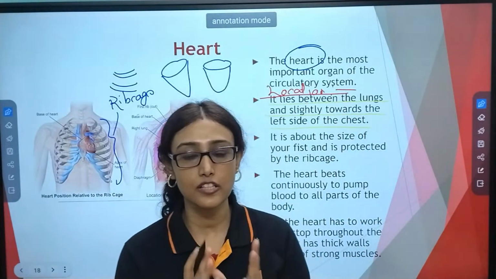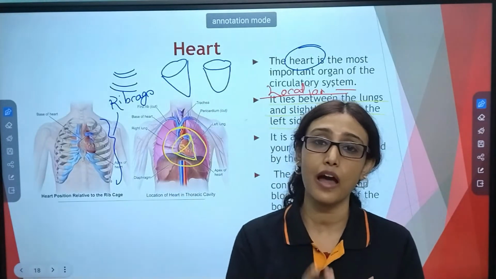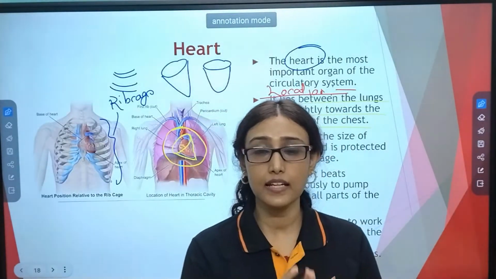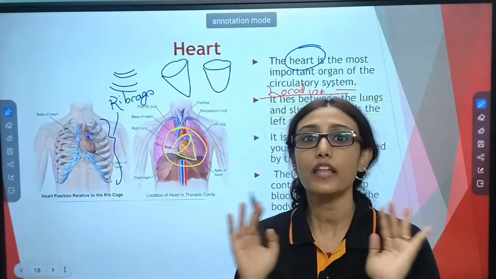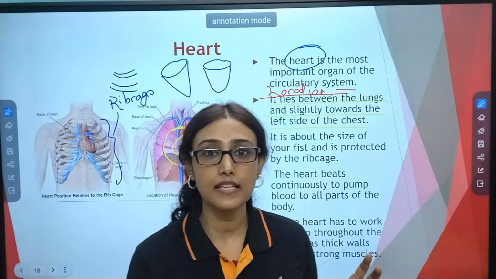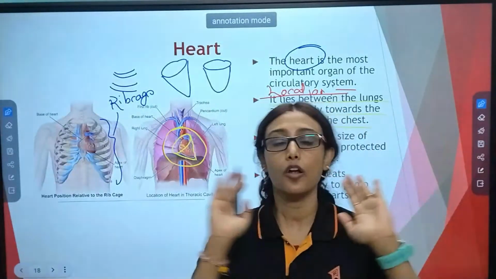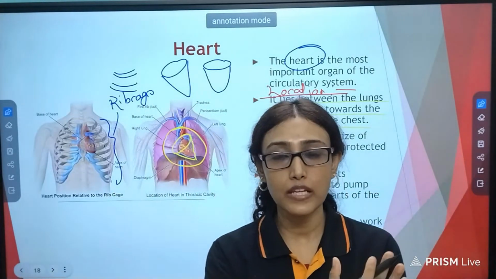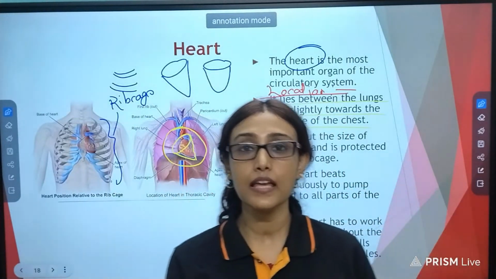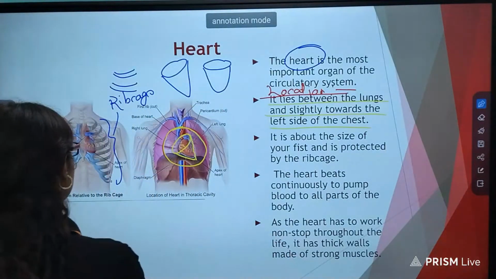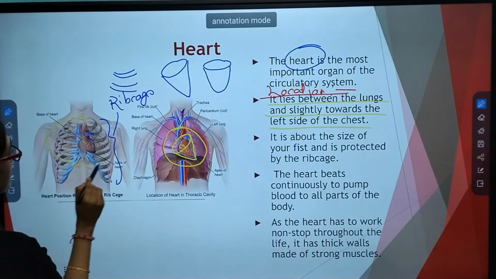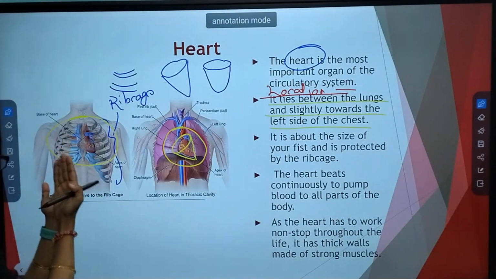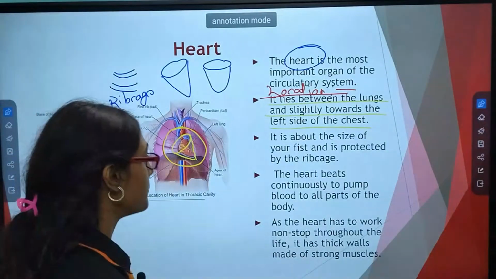Now, the heart is such an organ that pumps for 24 hours throughout your life. So it has to be protected in a safe security box or a locker. You keep your valuable things in a locker, then you lock it, and the locker is made of something hard. So the rib cage protects the heart from any external damage. That is why the heart is located inside the rib cage of our body.